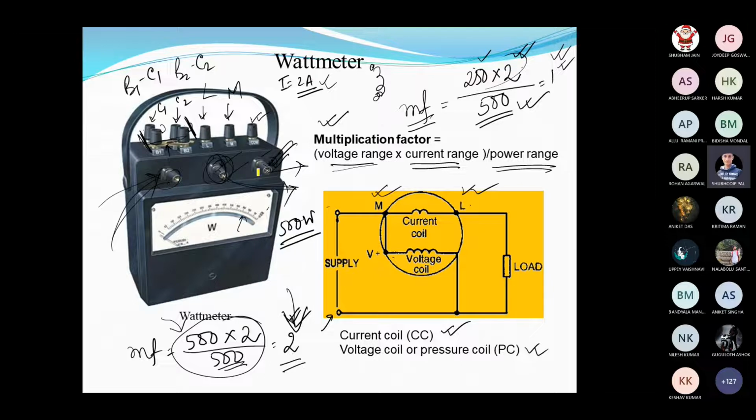This is the watt meter, and in the watt meter we have two main coils, the current coil and the voltage coil, M and L. We have the current coil and the pressure coil between the voltage points.